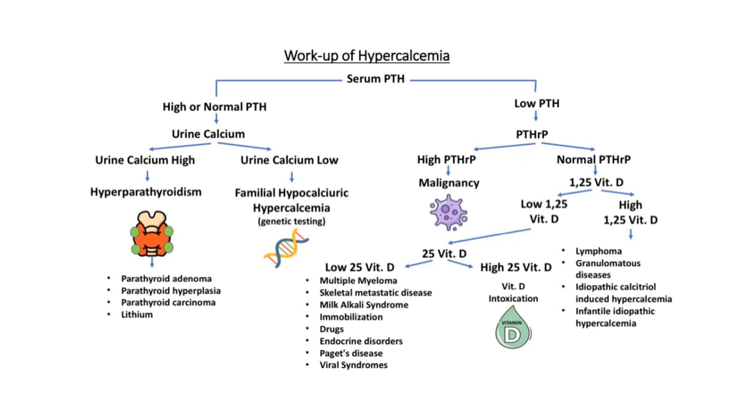increased 1,25 hydroxy vitamin D levels within the body, which can be because of calcitriol intoxication or because of granulomatous diseases which synthesize 1-alpha hydroxylase in an increased amount. On the other hand, if you have low 1,25 vitamin D level and normal PTH-RP with low PTH and hypercalcemia, you have to consider a variety of other causes, including immobilization, extensive skeletal metastasis, and a number of endocrine disorders, amongst others. So I think that is the basic message.